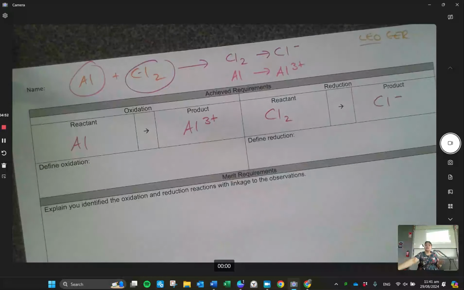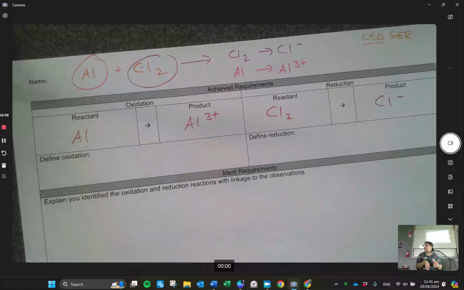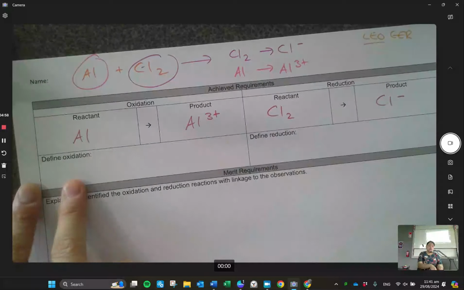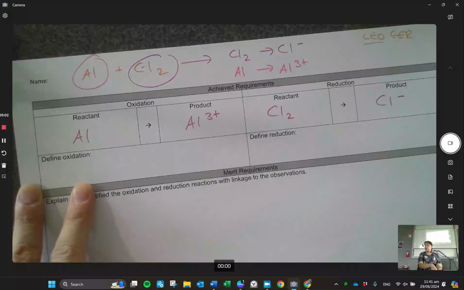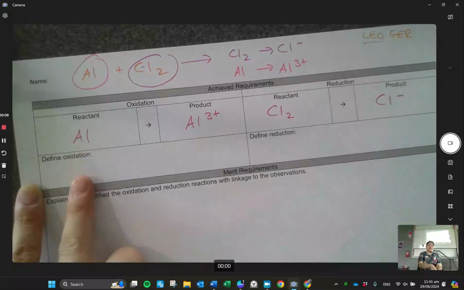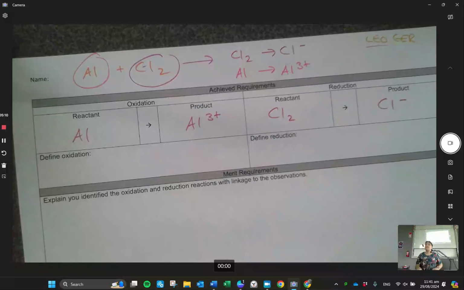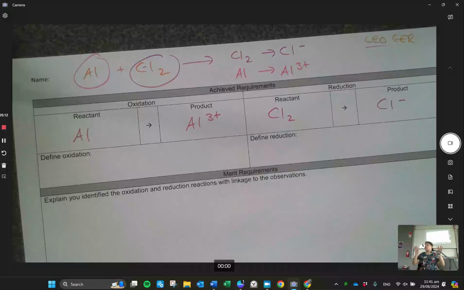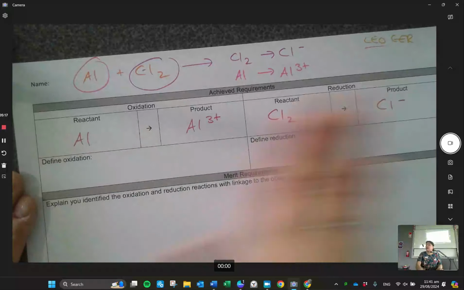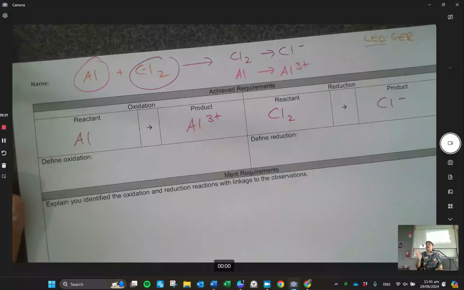Something else to keep in mind: I won't write this down because this is a good practice problem for you guys to work through. Defining oxidation, just need the definition. Oxidation is loss of electrons. Reduction is gain of electrons. You just have to write that down. It's your bulk standard definition. You're done. This is all I need for the Achieved grade: figuring out what's happening, giving me the definitions. So I think it'll be fine for tomorrow.